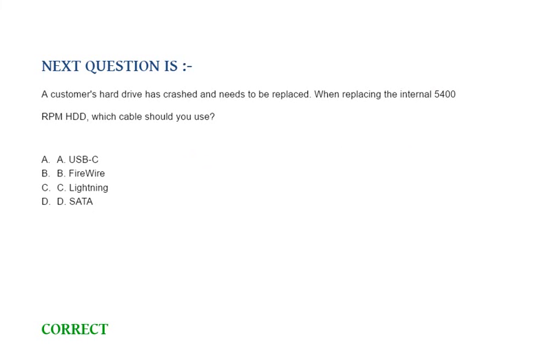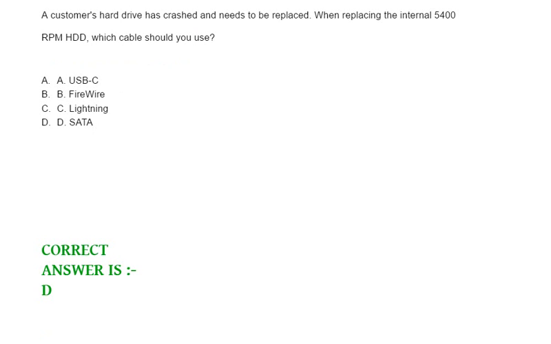Question is a customer's hard drive has crashed and needs to be replaced. When replacing the internal 5400 RPM HDD, which cable should you use? Option A, USB-C. Option B, Firewire. Option C, Lightning. Option D, SATA. Correct answer is option B.